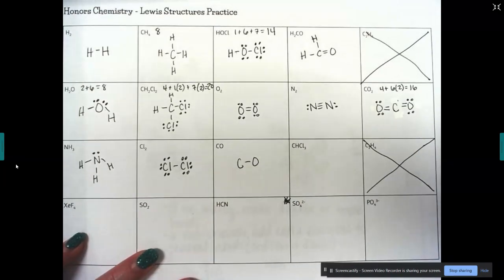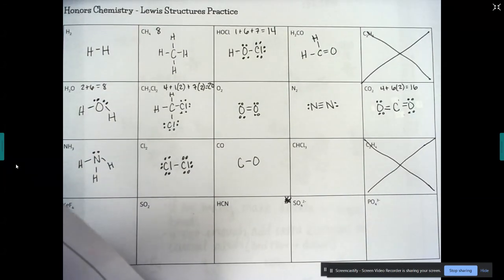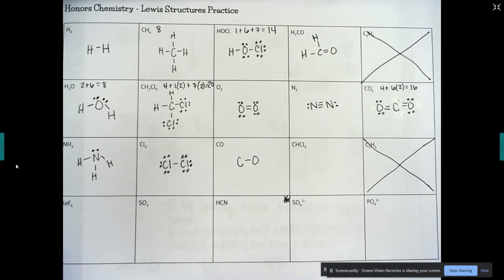What's different with CO2? Like that. I'm still ending up with 16. So the reason this one doesn't work is because your oxygens don't have 8 around them. The oxygen has 2, 4, 6, so you would need another pair of bonds. I thought oxygen had 6. They have 6 valence electrons, but remember when they bond, the whole point is to get to 8.